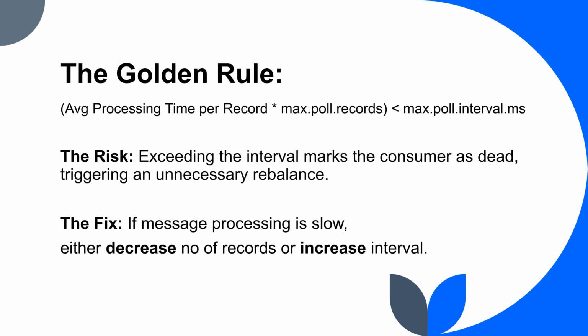The golden rule is that the average processing time per record multiplied by max.poll.records must be less than max.poll.interval.ms. Exceeding the interval marks the consumer as dead, triggering an unnecessary rebalance. If message processing is slow, either decrease the number of records or increase the interval.